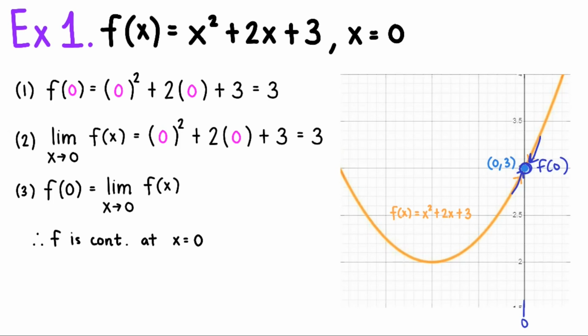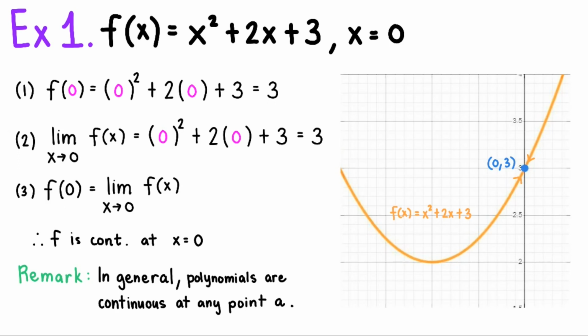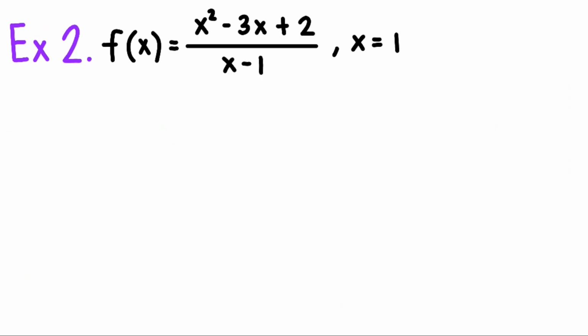So I hope you got that one correctly, and as a remark, take note that in general, polynomials are continuous at any point a, since the domain of polynomials is just all real numbers, so we won't have any problems with that. So good, let's move on to the next example.